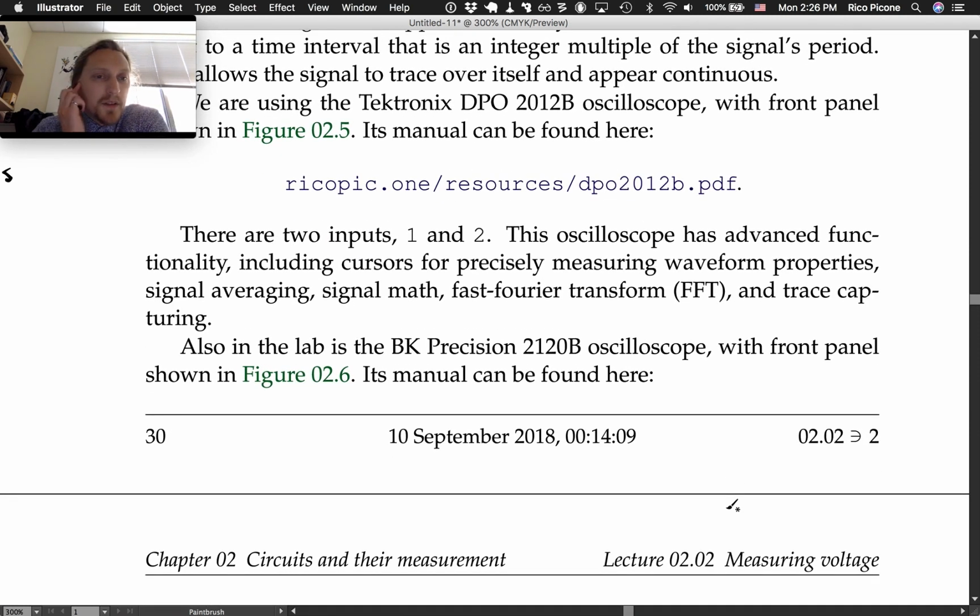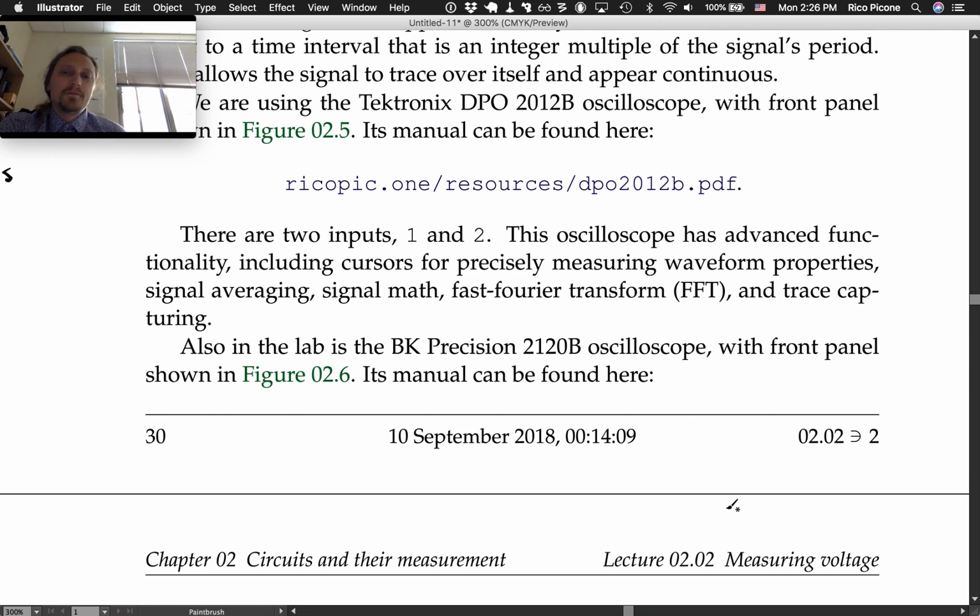Great. So this oscilloscope has advanced functionality, including cursors, so you can move cursors around. It'll tell you the distance between them, the voltage, and the time. Signal averaging, so you can average a signal multiple times across the screen. Signal math, you can add two channels together. Fast Fourier transform, so you can actually see a spectrum, which is really cool. I might add another lab about that later on in the semester. It seems pretty fun. And trace capturing as well, so you can save data from it. But it's not really the best way to do it. To save data, you should use the myRIOs instead.